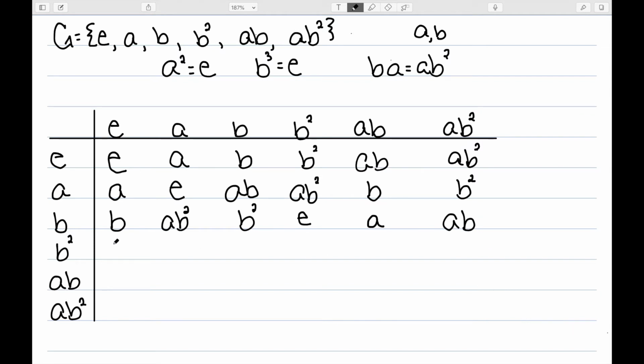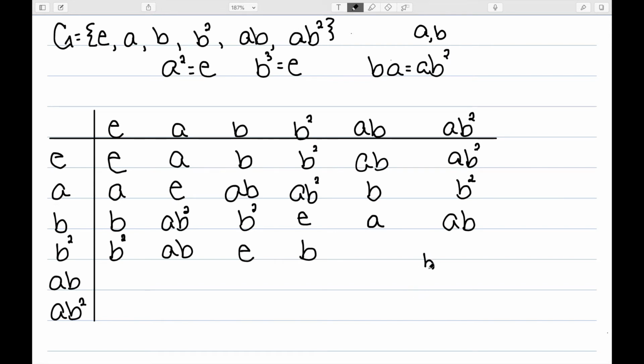For my next row, B squared times E is B squared. For B squared A, I'm going to go ahead and write it as BBA. We know that BA is the same thing as AB squared. Once again, BA is AB squared, so I have AB squared B squared, which is once again AB. B squared times B is B cubed, which is the identity. B squared times B squared gives me B to the 4th. 3 of those gives me the identity, and then we have 1 left over.